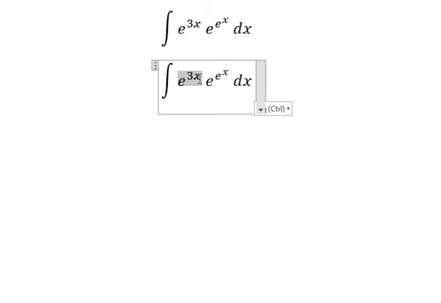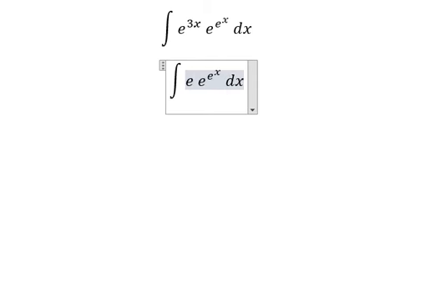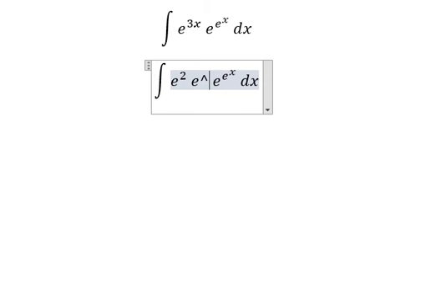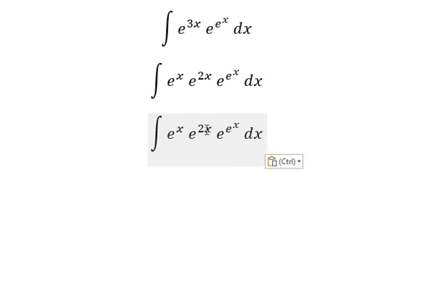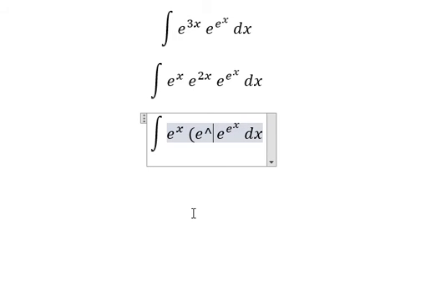E to the power of 3s we can put into e to the power of s, e to the power of 2s, because 2s plus s we have 3s. For this one we can put into e to the power of s to the power of number 2.